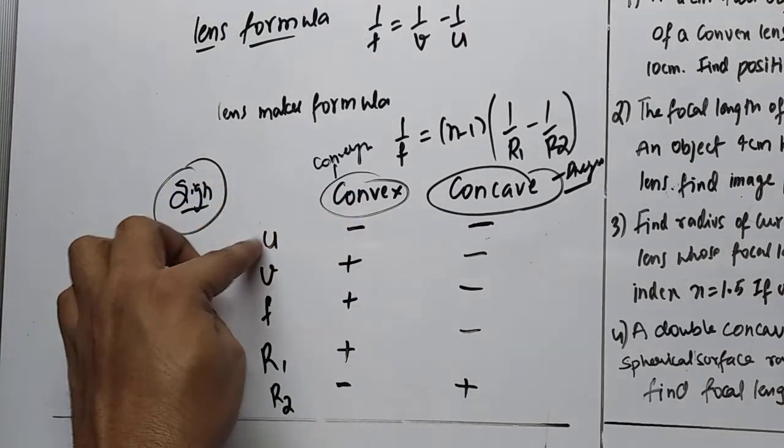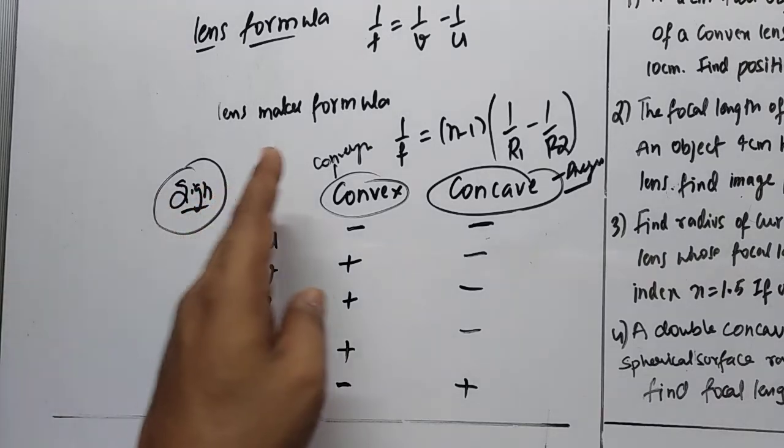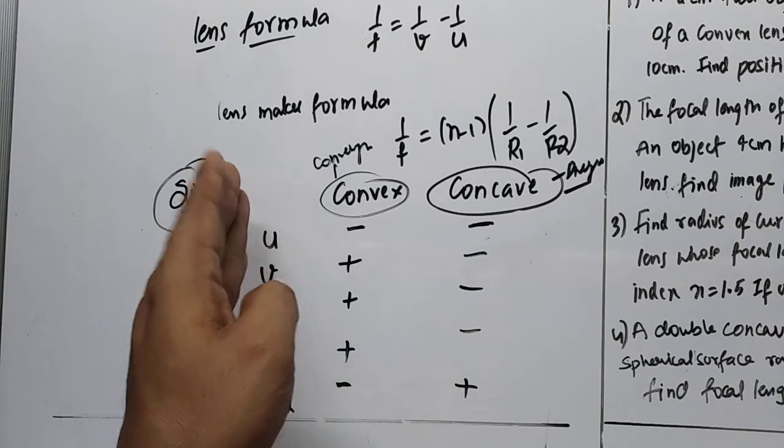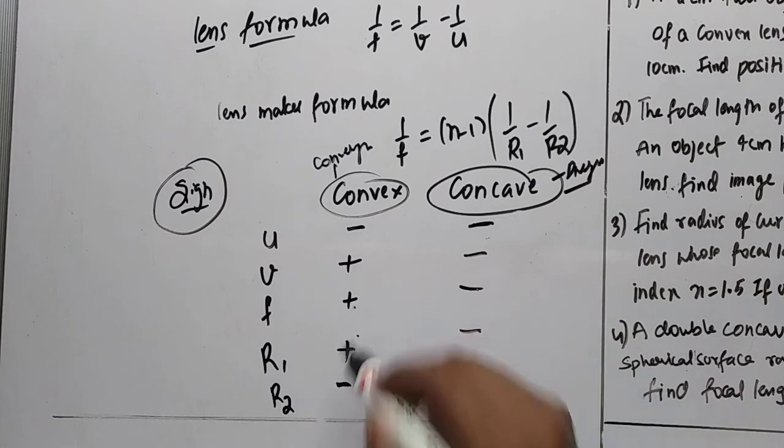In convex, the u value is negative, and v is positive. But for the radius of curvature, we have two radii of curvature. One lies on the left side, the other on the right. So you have to take one of them as negative and one of them as positive. Whenever the focal length is negative, you have to take the radius as negative as well, and if positive, then positive.